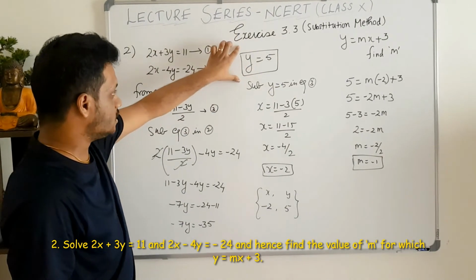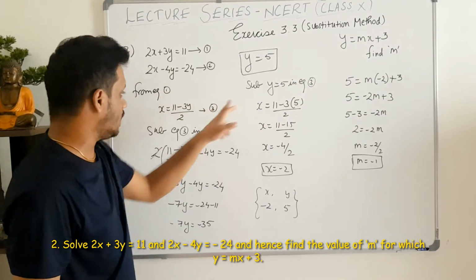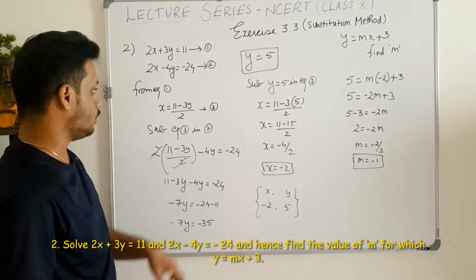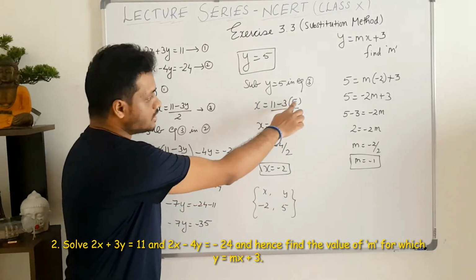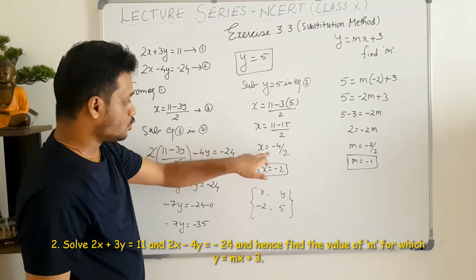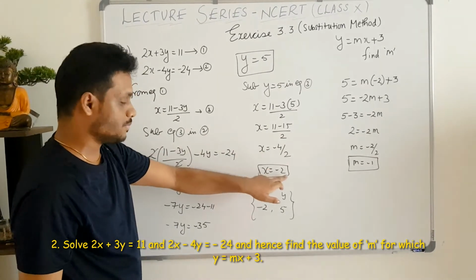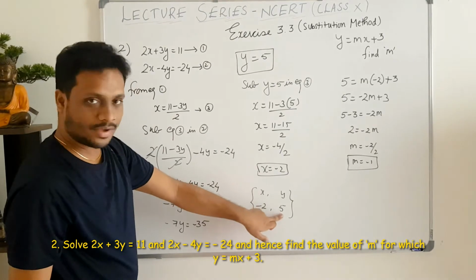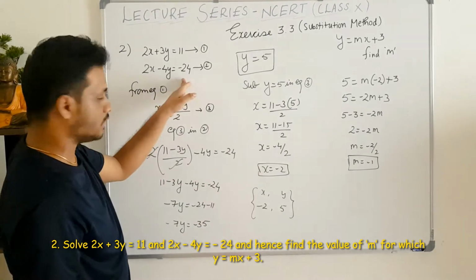So after obtaining y is equal to 5, I substitute y equal to 5 in equation 3 to obtain my x value. So x would be (11 minus 3 times 5) by 2, which is (11 minus 15) by 2. So x would be minus 4 by 2. So I will get x as minus 2. So I have got minus 2 and 5 as a solution for x and y on solving this equation.